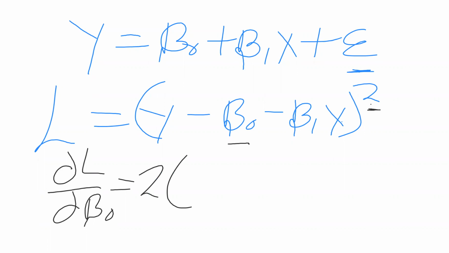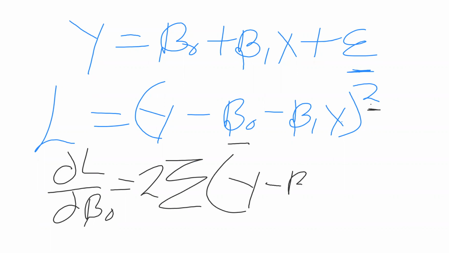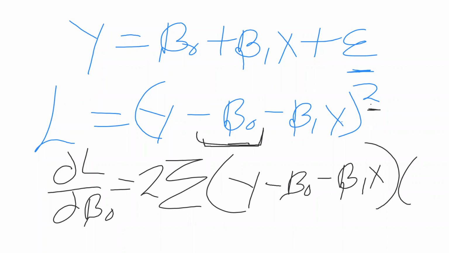Remember, these are summations, as I indicated, like the errors are summed together. So 2, the summation of y minus beta naught minus beta 1 x, and that is closed. You keep what is inside the parentheses the same way, and then you multiply by the derivative of the variable in question.